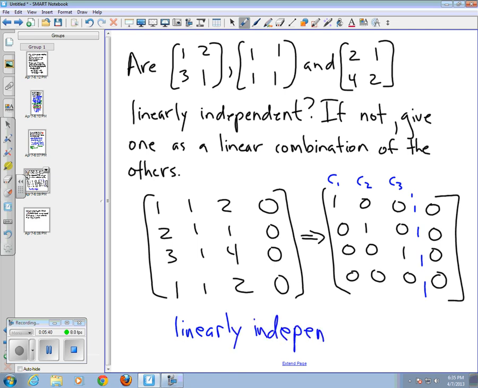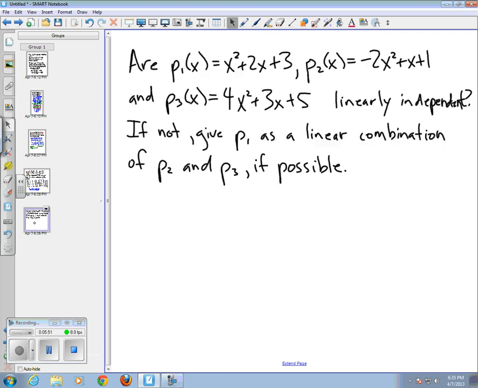I'm writing a fairly poor statement in the interest of time. It would be preferable to write out that the matrices are linearly independent. But let's move to the next example to keep things moving along. So this is our final example.